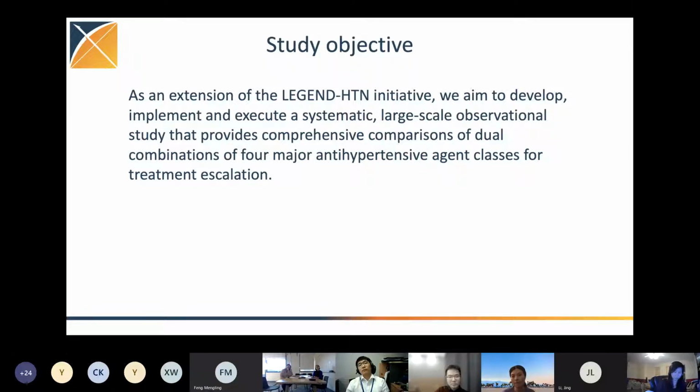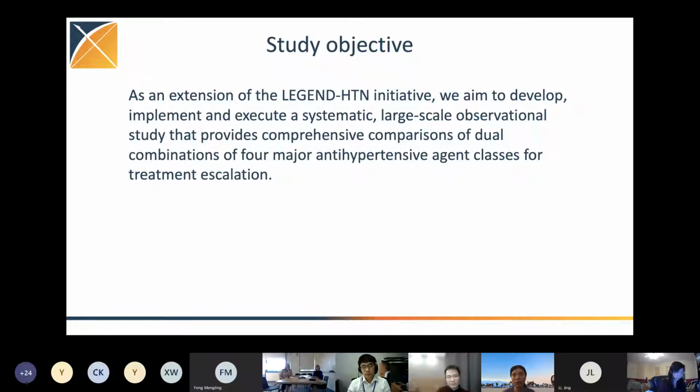There are so many antihypertensive agents out there, but there's no really explicit recommendation from the guideline of which agent should be the most effective one, or the safest one, as the second agent added after monotherapy. So it's really a good question for doing an observational study to compare the different effectiveness of these drugs.